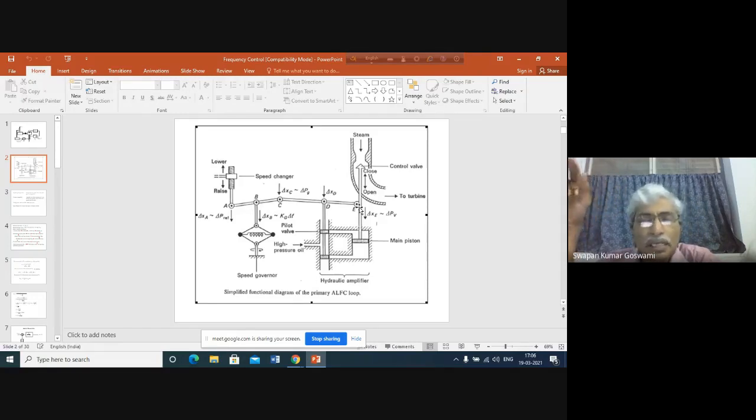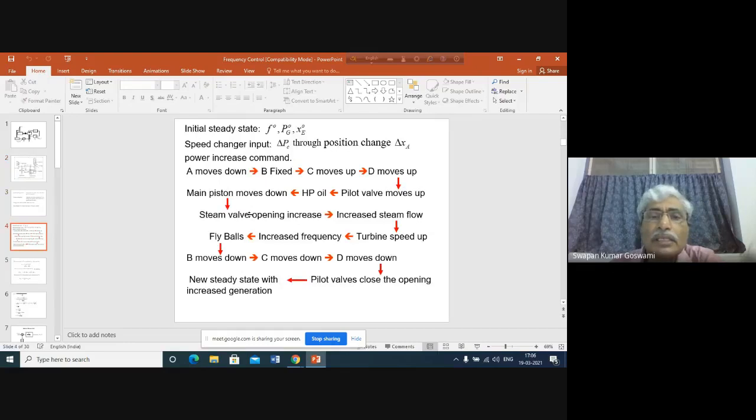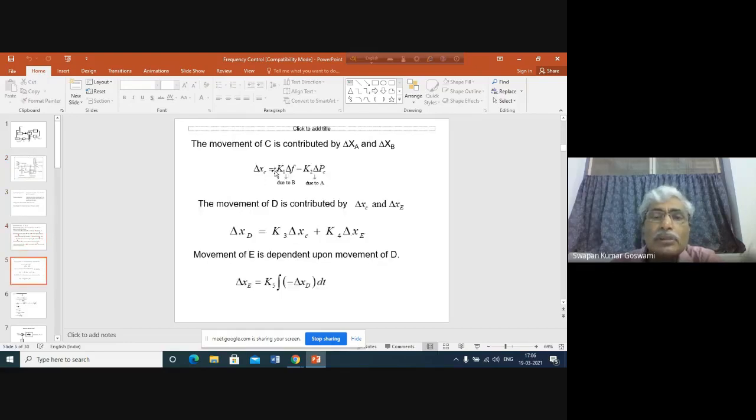Delta F is in hertz, so obviously it is displacement to frequency. Therefore, K1 will have the unit of displacement by hertz, and multiplied by hertz it will be the displacement. Is it clear why we are writing delta XC equal to K1 delta F minus K2 delta PC? Is it clear? Yes, sir. Okay.